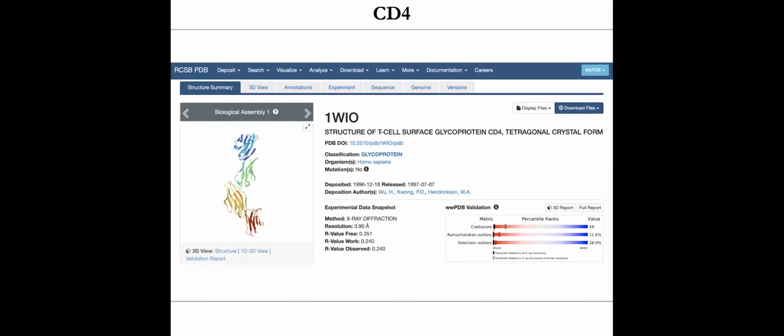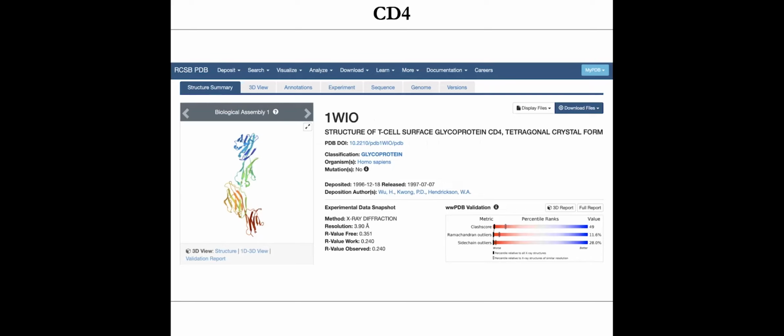And so here is the PDB deposition of the structure we're going to look at. Its code is 1WIO. It's a T cell surface glycoprotein, CD4, from Homo sapiens, so this is a human CD4 protein. It was deposited a long time ago in 1996 by this group. It was determined by X-ray diffraction, but the resolution's a bit lower, at 3.9 angstroms.